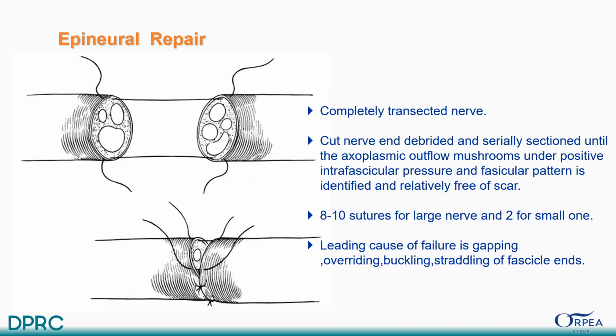Epineural repair. It is for a completely transected nerve. The cut nerve is debrided and serially sectioned until the axoplasmic outflow mushrooms under positive intrafascicular pressure and the fascicular pattern is identified and relatively free of scar. 8 to 10 sutures are used for a large nerve and 2 for a small one. The leading cause of failure is gapping, overriding, buckling, and straddling of fascicle ends.